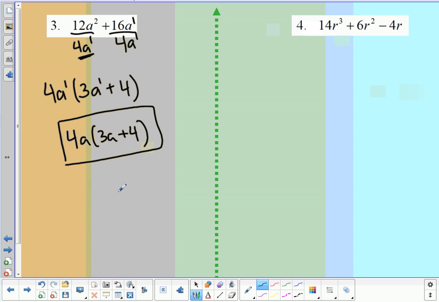So let's take a look at number 4. In number 4, I have 14r to the third plus 6r squared minus 4r. So again, the first thing that I want to look at are the numbers. 14, 6, and 4 have a common factor of 2. So I'm going to divide all these by 2.